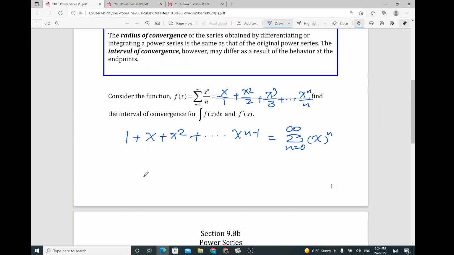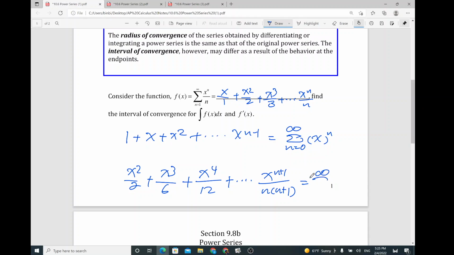Then the integral would be x squared over 2 plus x cubed over 6, and then plus x to the power 4 over 12, and so on, up to x to the power n plus 1 over n times n plus 1. That means sigma n equals 1 to infinity of x to the power of n plus 1 over n times n plus 1.